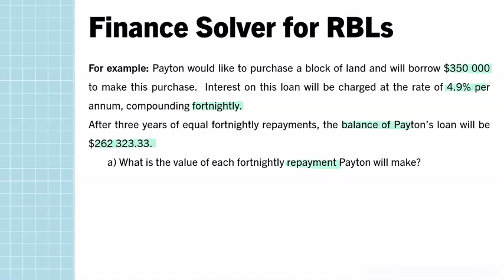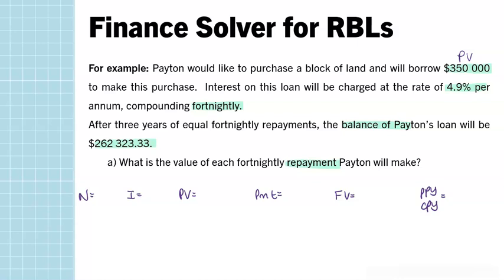So firstly, let's think about, in the context of those finance solver values, what do we have here and what are we missing? Okay, so thinking about that context, let's reread. Peyton will borrow the $350,000. So that's the initial value of the loan. So that's our PV value.